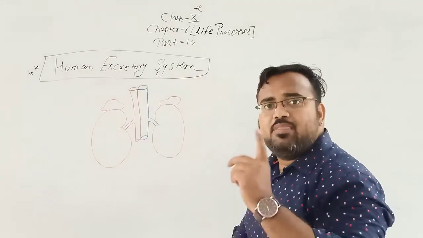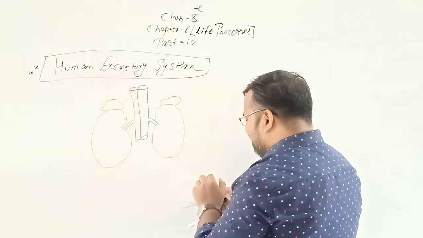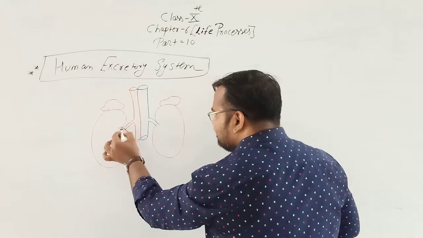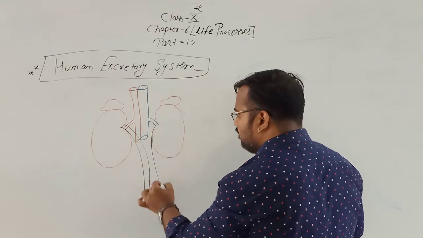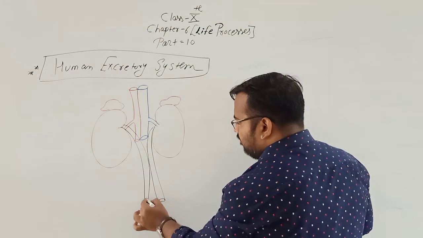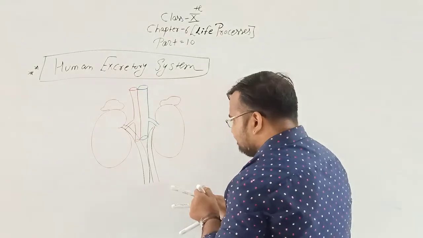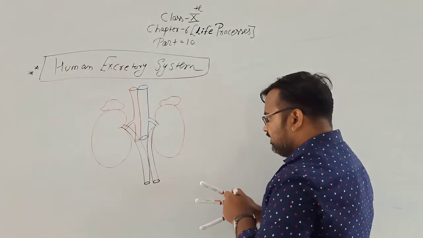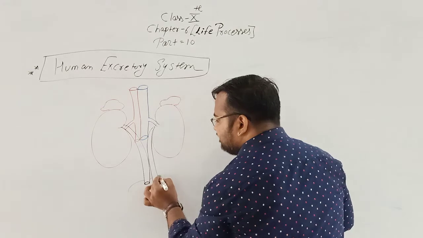See, the human excretory system contains the following parts. One pair of kidneys. Now from the kidney, there are two pipeline-like structures. The two tube-like structures are released from the kidney. Then there is one bag-like structure.